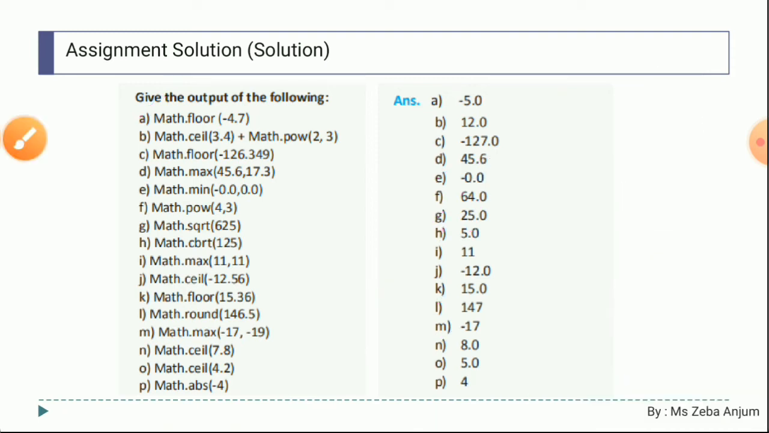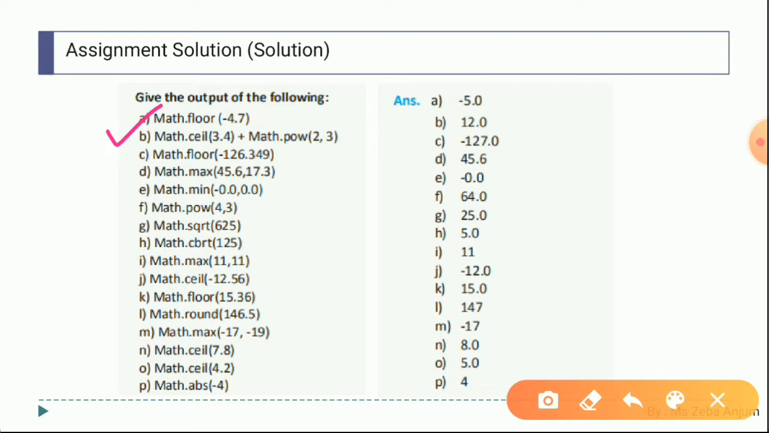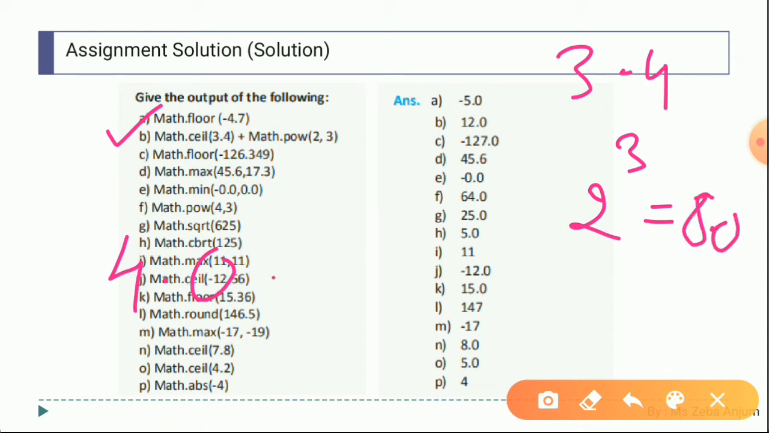Okay, now see the second one, Math.ceil(3.4). For 3.4 your ceil will give you the upper higher value, so it is going to give you 4.0 as an output, and we were having Math.pow(2, 3), and it is going to give you 8.0. So 4.0 plus 8.0, you will be getting 12.0, and see over here B, our answer is 12.0.